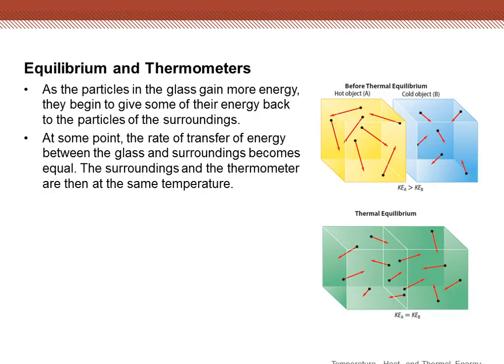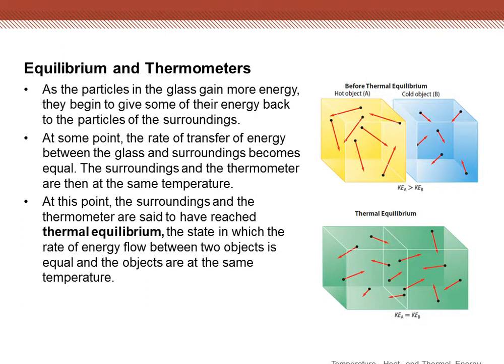At some point, the rate of transfer of energy between the glass and the surroundings becomes equal. The surroundings and the thermometer are at the same temperature. And at this point, this is the important part, the surroundings and the thermometer are said to reach thermal equilibrium, the state in which the rate of energy flow between two objects is equal and the objects are at the same temperature.